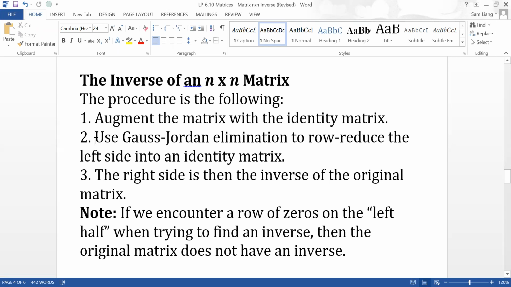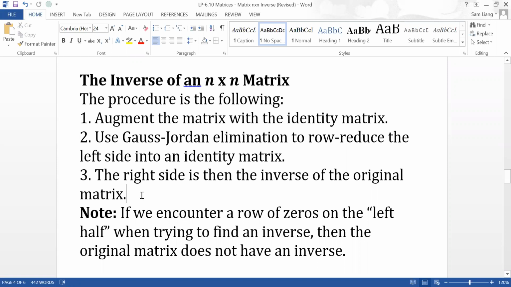And then step 2 is use Gauss-Jordan elimination to row reduce the left side into an identity matrix. So we're essentially going to transform the left side of the augmented matrix into an identity matrix, and then the right side will become the inverse of the original. And something to note here, as Sahani read, if we encounter a row of zeros on the left half when trying to find an inverse, then the original matrix does not have an inverse. Okay, so just keep that in mind.